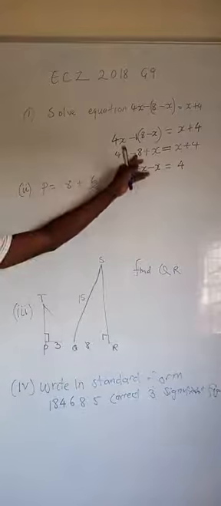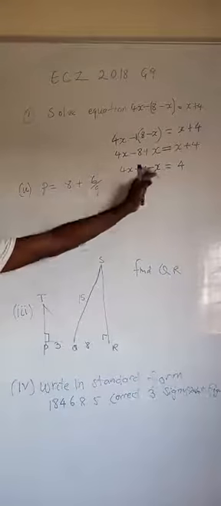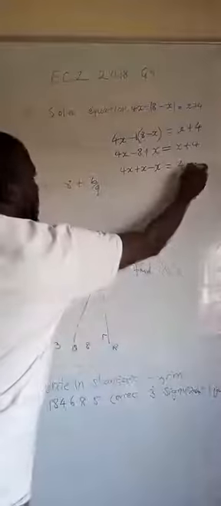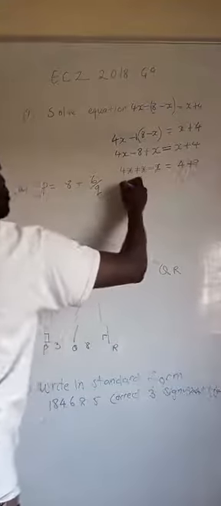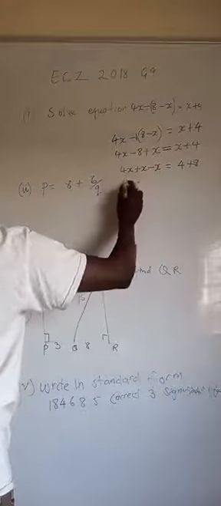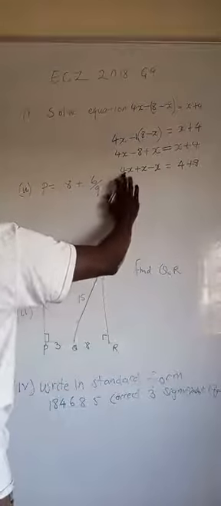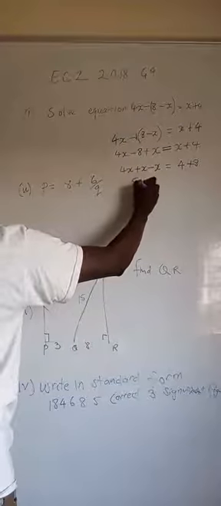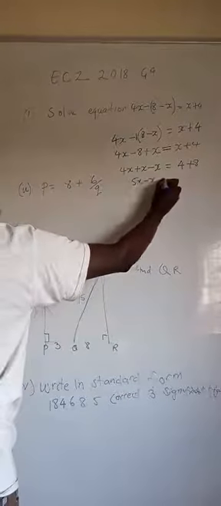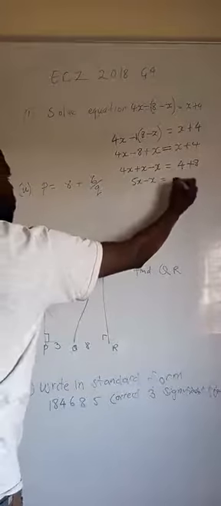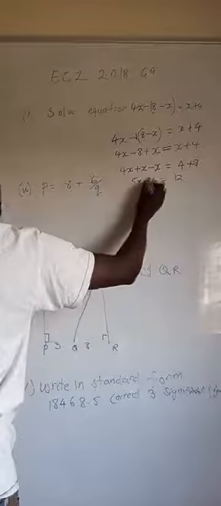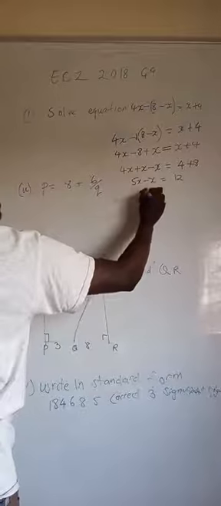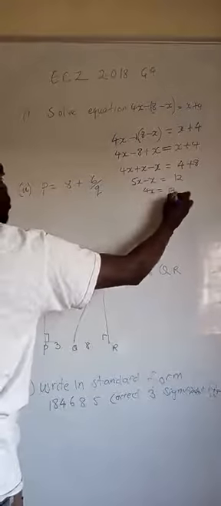Since all the numbers should be removed from the left, we should just remain with letters. So this is negative 8. When it crosses, it becomes positive 8. So we have 4 plus 8, which is 12. Then 4x plus x is 5x. 5x, and there's an invisible 1 there, so 5x minus x is 4x, is equal to 12.